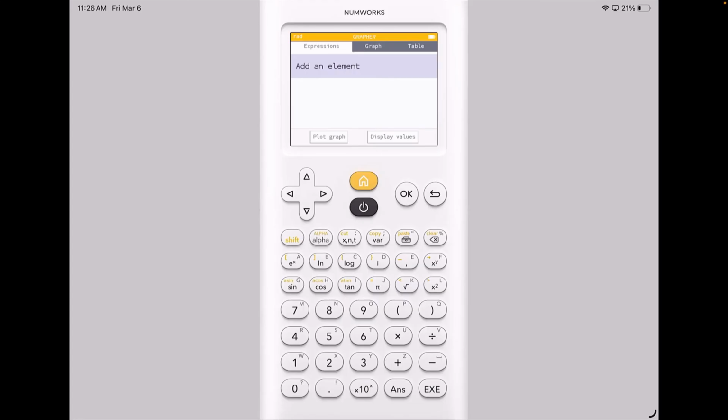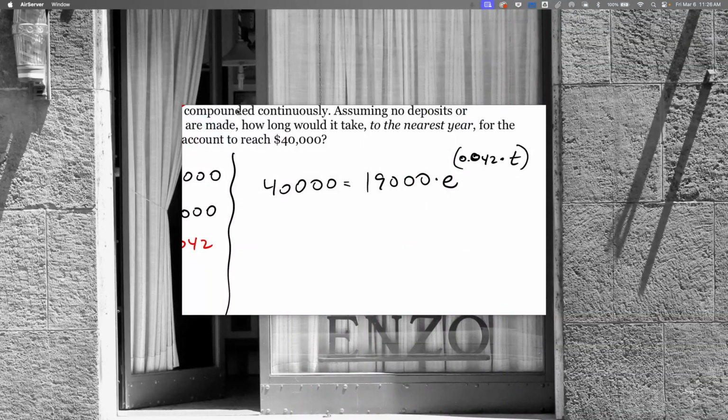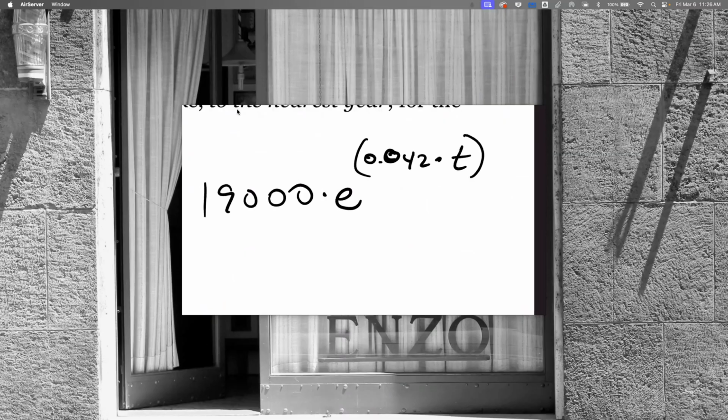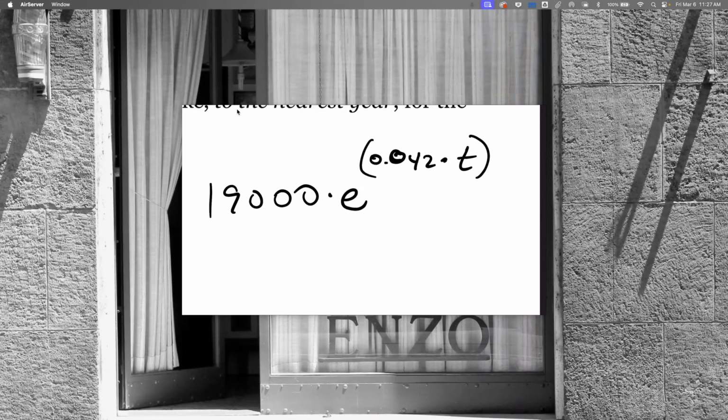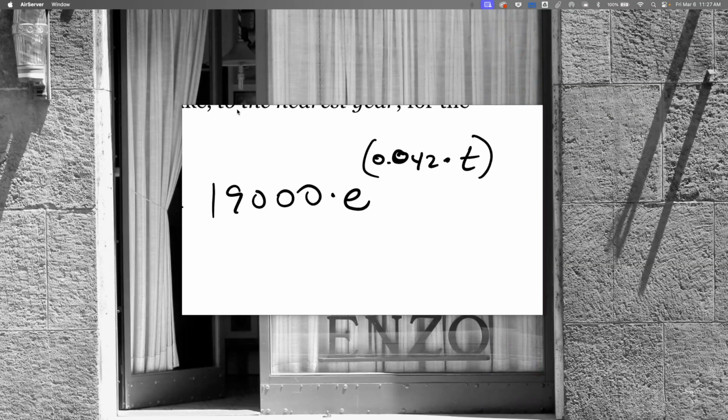Okay, so what we're going to do is put in my equation, except I'm not going to put in her goal. Her goal I'm going to look for, but I'm not going to put that in yet. So I'm going to type in exactly how it is in there into the graphing button.